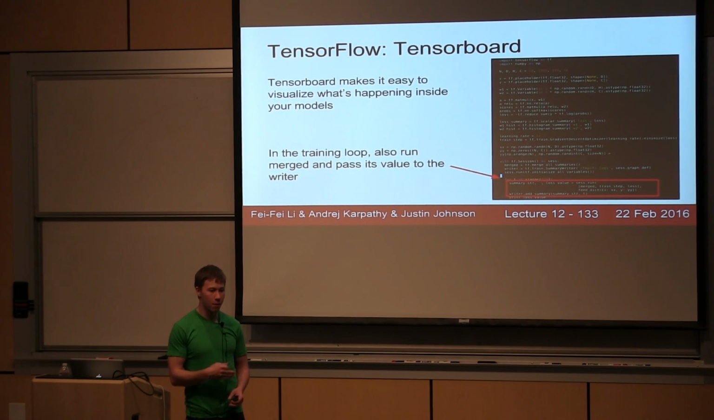So in the process of evaluating this merged summary object, it'll compute histograms of the weights and dump those summaries to disk. And then we tell our writer to actually add the summary. So I guess that's where the writing to disk happens. So while this thing is running, it's constantly streaming all this information about what's going on in your network to disk.